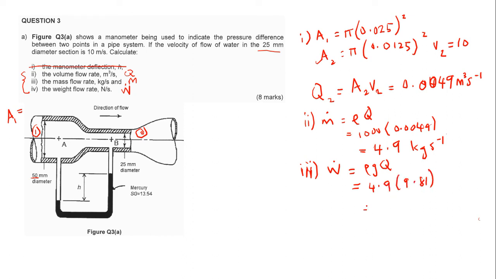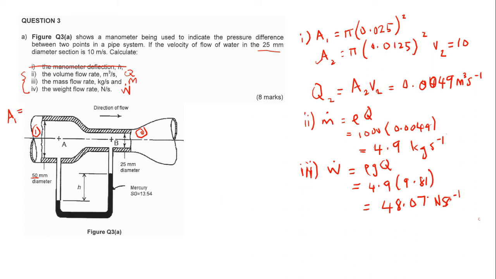So the answer is 48.07. 48.07, unit meters per second. Newton second. Newton per second. Sorry, Newton per second. Okay?